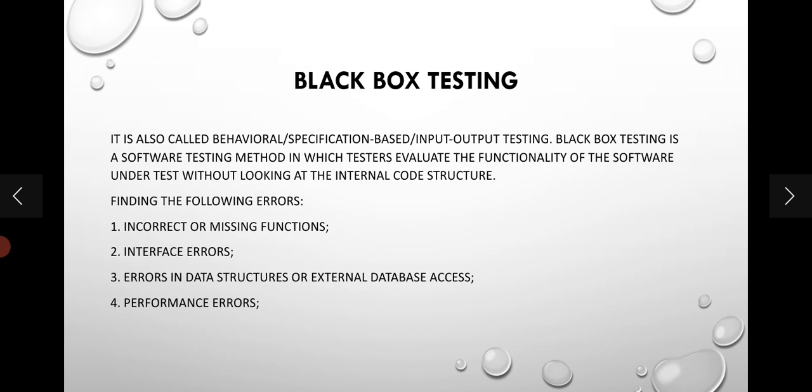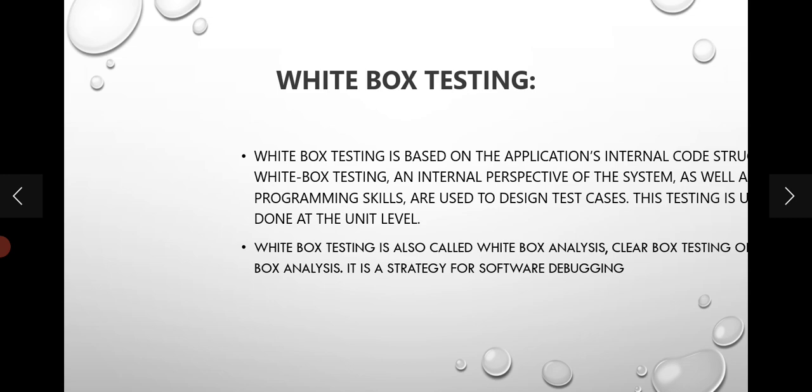The following errors are detected by black box testing. The first error is incorrect or missing functions. The second is interface errors, and the third is errors in data structures or external database access. The final error is performance errors. And now we are seeing white box testing.